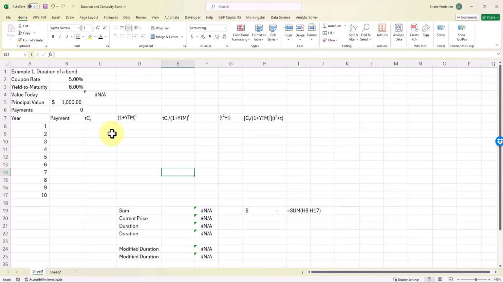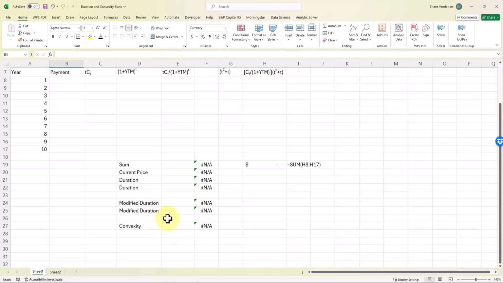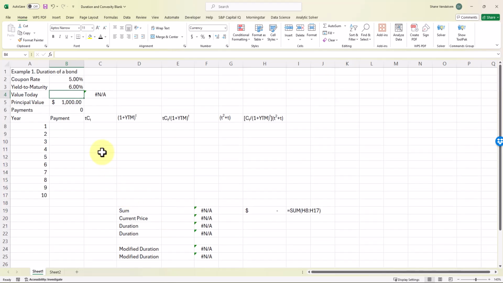We're going to use the present value function here to calculate the value of the bond today. And then we're going to calculate by hand the duration, the modified duration, and the convexity. And then we're going to use the Excel functions for duration and modified duration to also calculate those, just to demonstrate what that looks like. So let's go ahead and start up here in the value today.